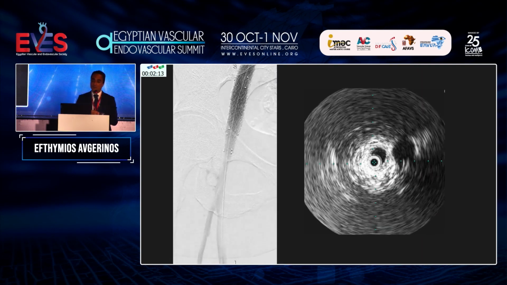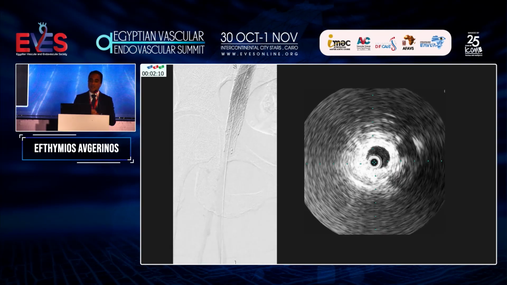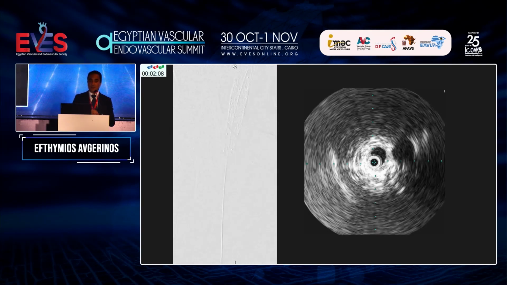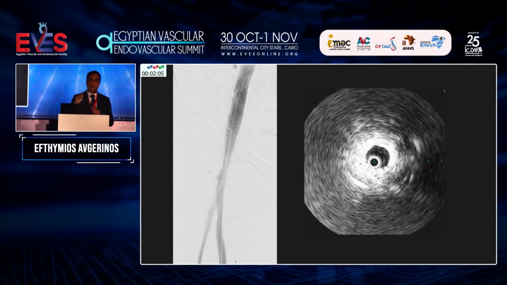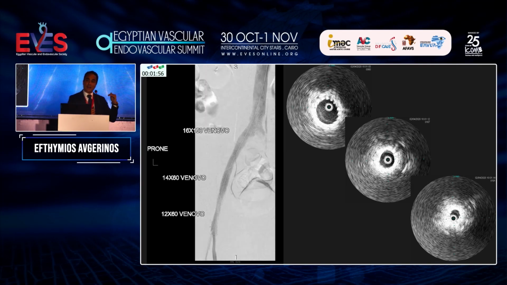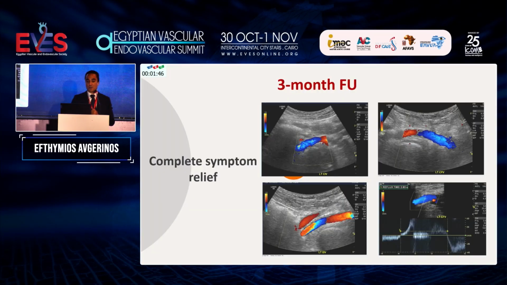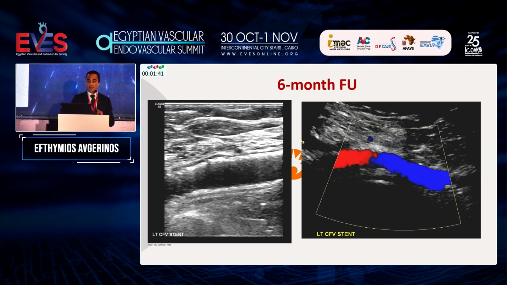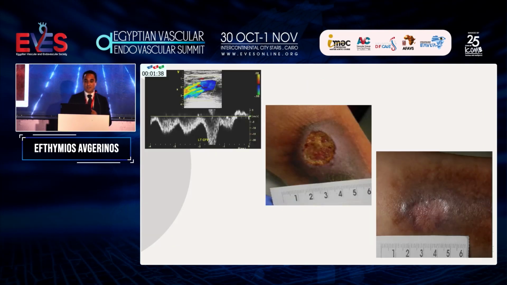I do intravascular ultrasound. I look also, there are some collaterals. There is disease left at the common femoral vein. And unless you cover that disease, the stent will not remain open for long. So I go back and place another 12 by 60 millimeter stent and look at the accurate landing at the confluence. Look at the good inflow that I now have from both the deep femoral vein and the femoral vein itself. And I confirm that with the intravascular ultrasound. Complete symptom relief at 3 months, and gradually over 6 months, the ulcer healed.